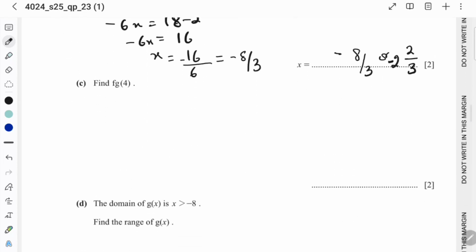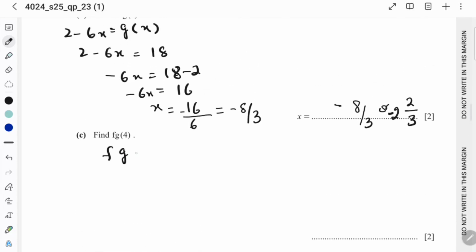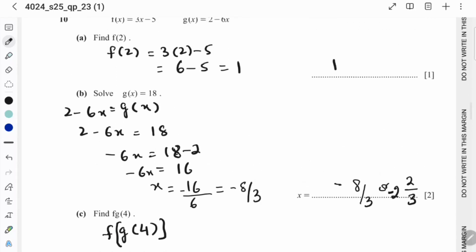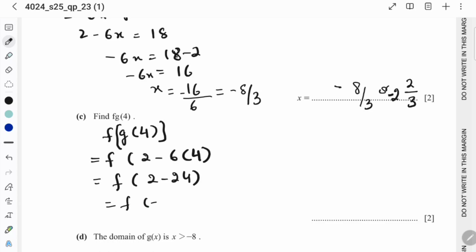Okay, g of 4 is required. So g of 4 is how much? We'll calculate. First we calculate 2 minus 6 times 4. You can separately find the value of g of 4 as well. 6 fours are 24. And 2 minus 24 is minus 22.